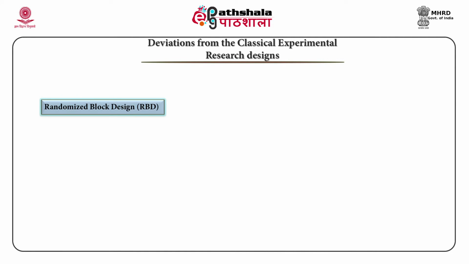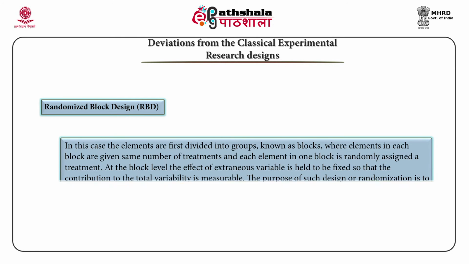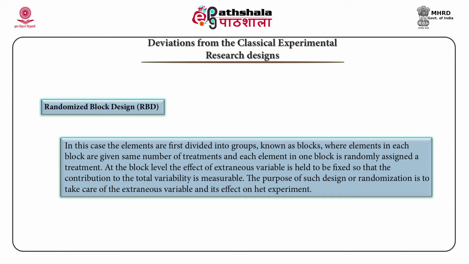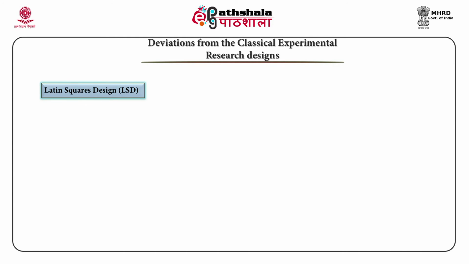Randomized block design, RBD. In this case, the elements are first divided into groups known as blocks, where elements in each block are given the same number of treatments and each element in one block is randomly assigned a treatment. At the block level, the effect of the extraneous variable is held to be fixed so that the contribution to the total variability is measurable. The purpose of such design or randomization is to take care of the extraneous variable and its effect on the experiment.